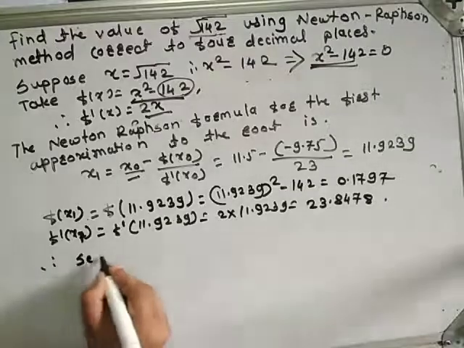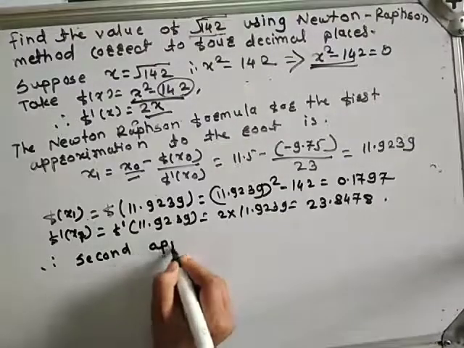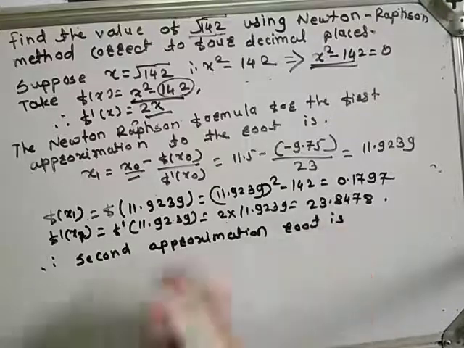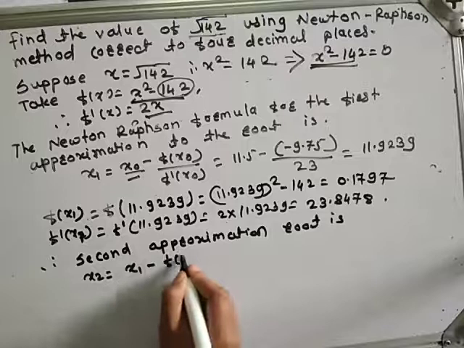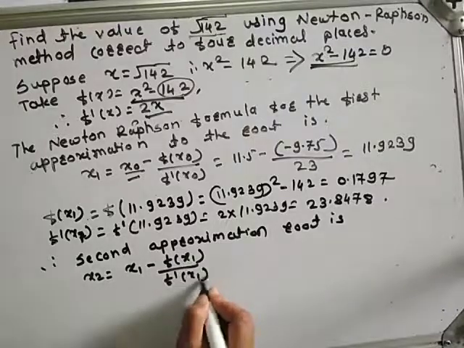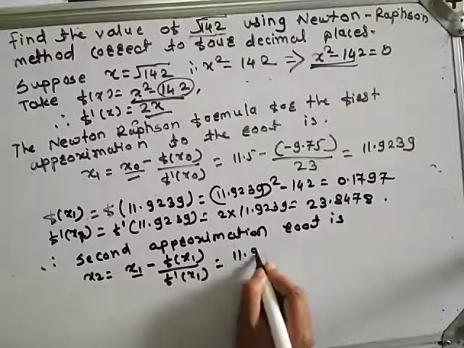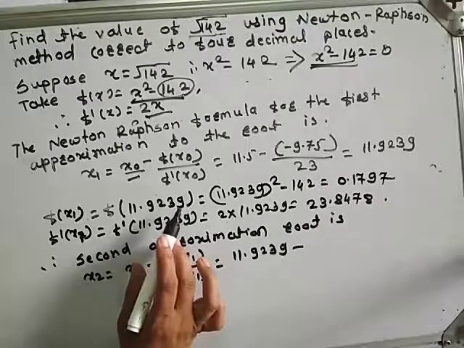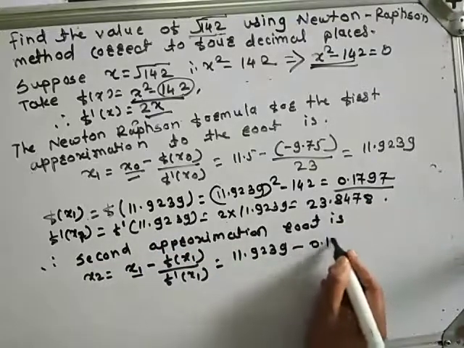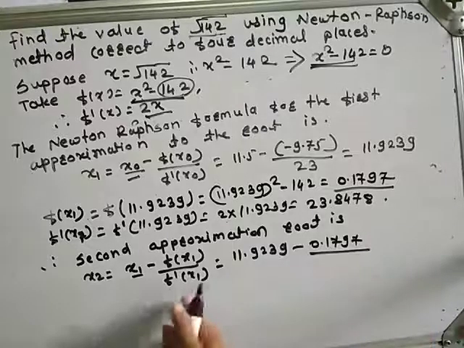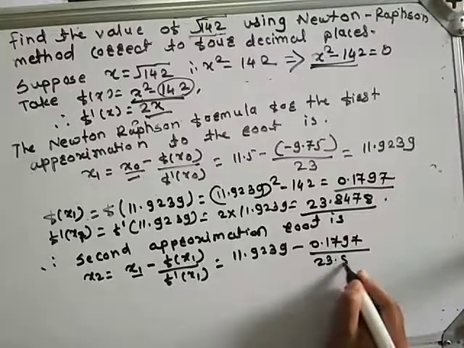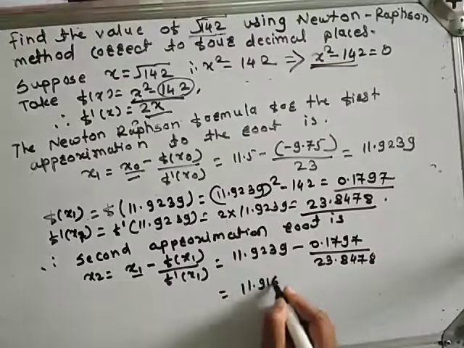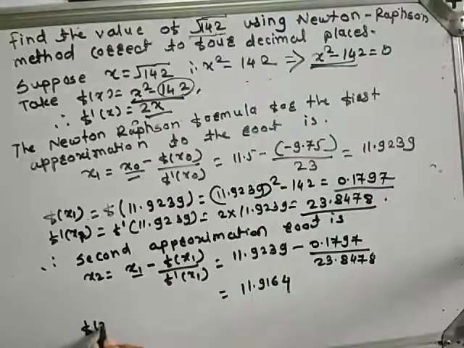Therefore, the second approximation to the root is x2 is equal to x1 minus f of x1 upon f dash of x1, which is equal to, here x1 is 11.9239 minus f of x1, that means f of 11.9239, which is equal to 0.1797, upon f dash of x1, which is equal to 23.8478, which is equal to 11.9164.